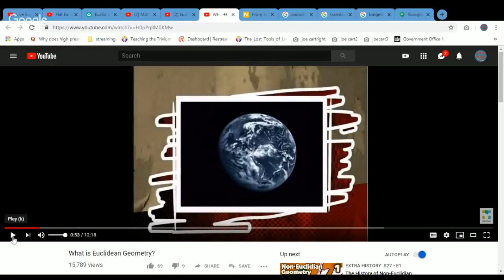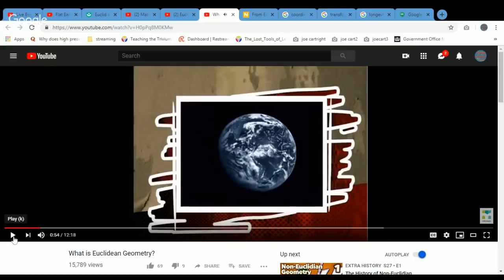There's your first absurdity. Where the fuck did that come from? Exactly. That's not the way Euclid's Elements started.